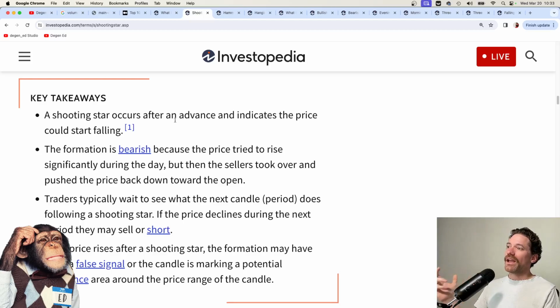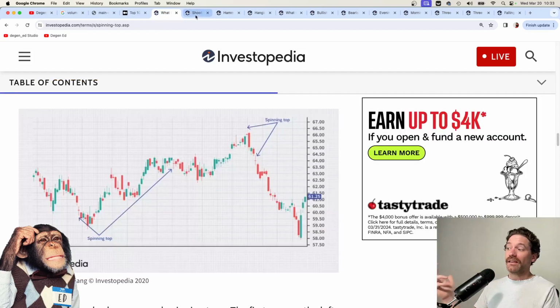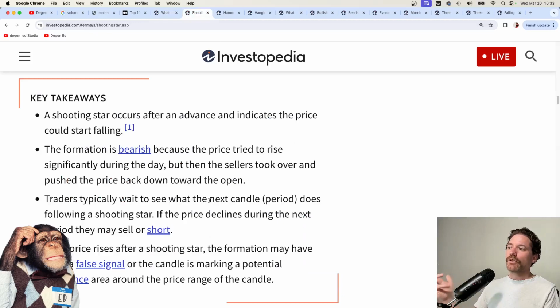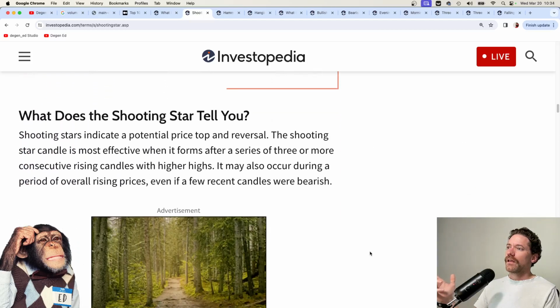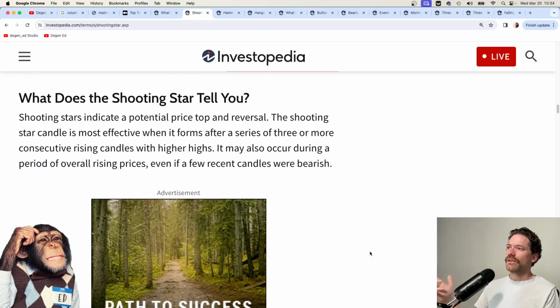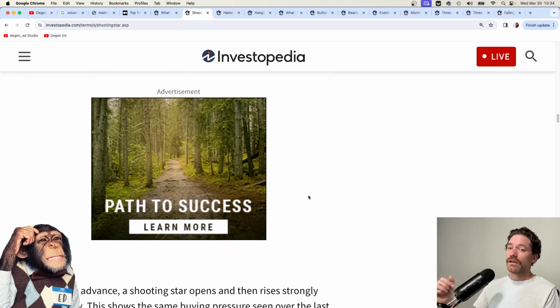And so takeaways, based on the previous example from, let's see, the spinning top, I've really just gone over these points, so I don't think it's necessary that I read all of them. And so what does a shooting star tell you? Indicates potential price top and reversal. So something to be paying attention to there.